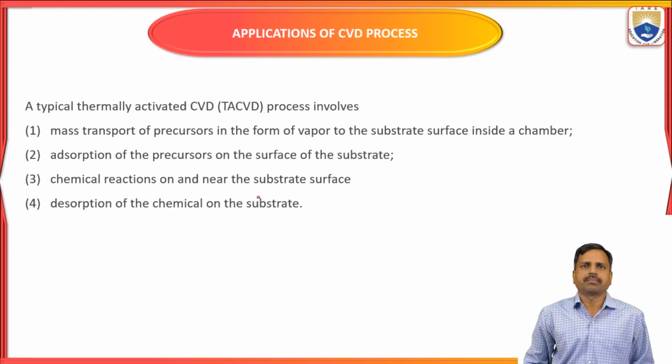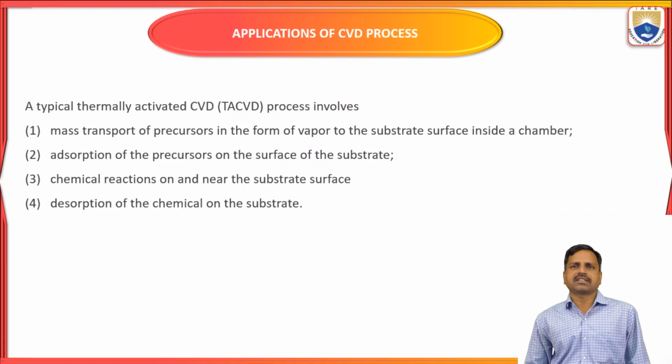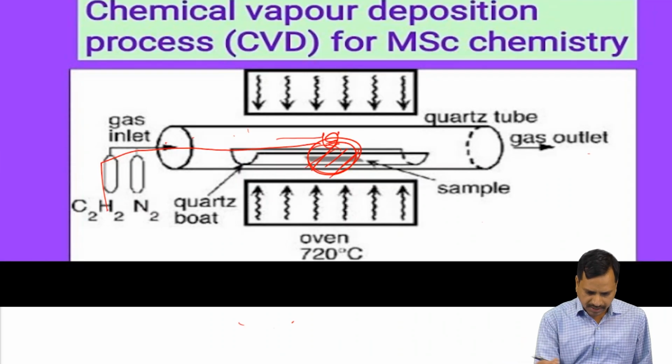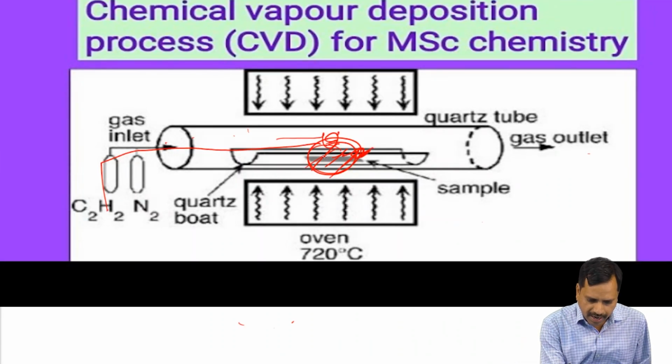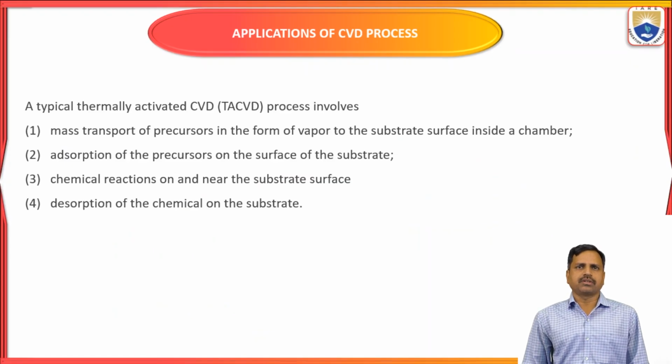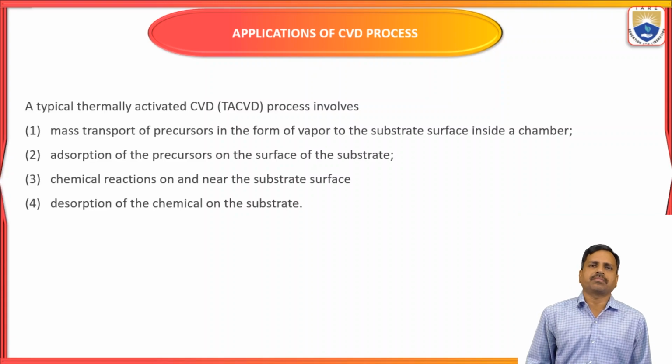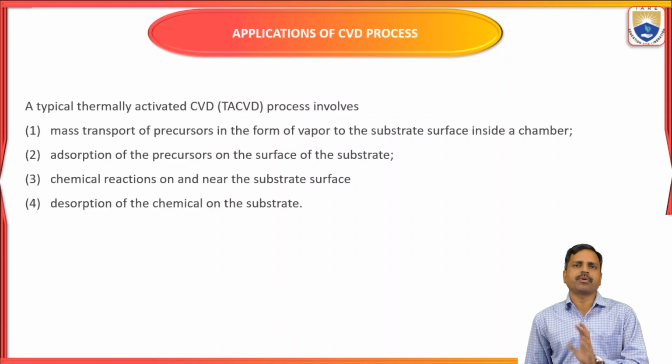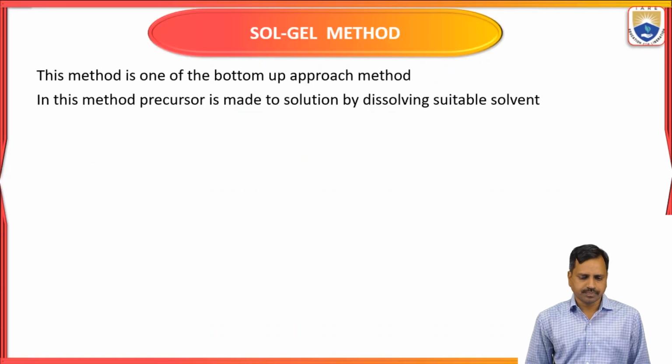The third one is chemical reaction on and near the substrate surface. Chemical reaction means a reaction on and near the surface of the substrate. The next one is deposition of the chemicals on the substrate. Last process, deposition on the surface of the substrate. Once it is deposited, we collect it and go for some purification techniques.